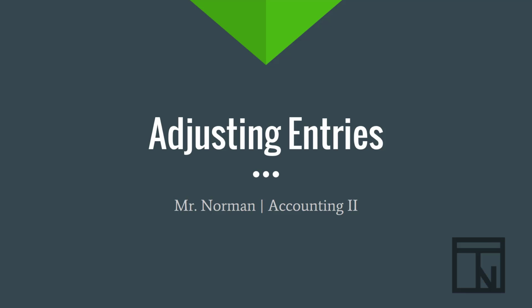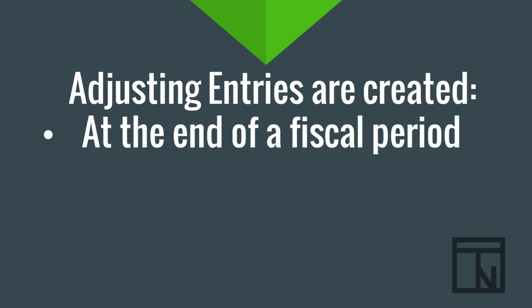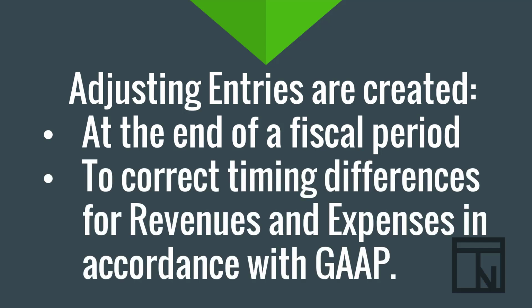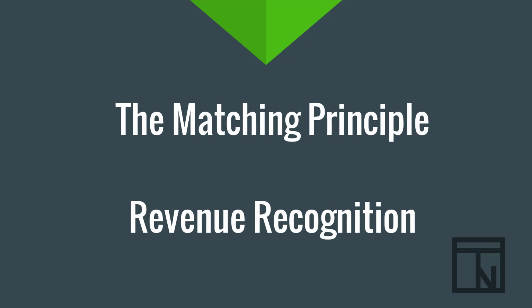In this video, we're going to be taking a look at adjusting entries and exploring how those work as we prepare for our assignment today. So adjusting entries are basically journal entries that are created at the end of a fiscal year or a fiscal period. And typically these are to correct timing differences between revenues and expenses to help them fall in line with GAAP rules. So a couple of common GAAP rules that drive adjusting entries are the matching principle and revenue recognition. In both of these cases, these rules identify either revenues or expenses and explain when we are allowed to record them on the income statement.